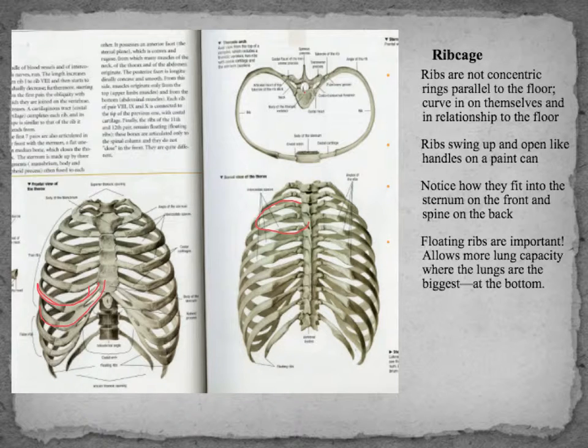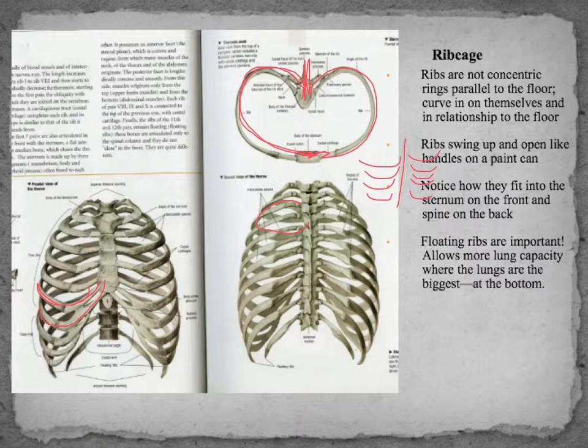This is a view from up top, and in the back, this is the vertebra, and they curve in, attached to the sternum, and curve in and attach to the sternum. So a lot of times we think of the ribs as being these concentric rings that are parallel to the ground, and they're really not.